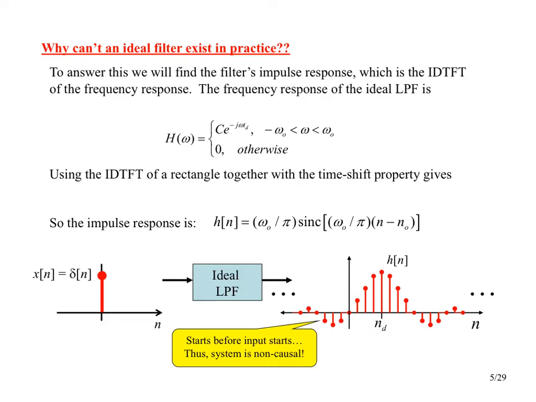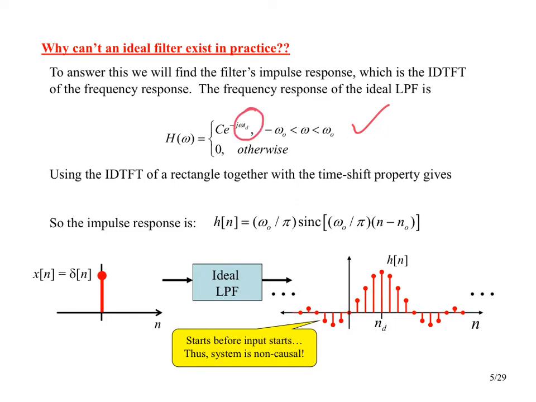We'll show that for the low-pass filter case, but it's easy to show it for any of the other cases: ideal, high pass, band pass, whatever. If it's ideal, meaning that it's perfectly flat in the pass band, it's perfectly zero in the stop band, no transition band, then we simply cannot actually build it. So here's our frequency response.